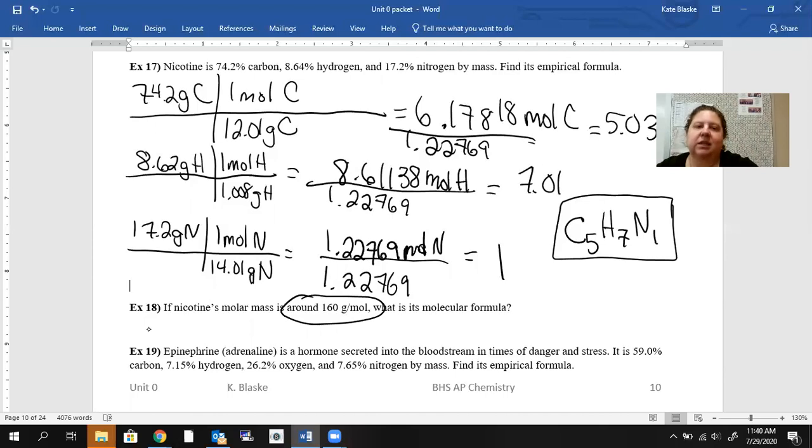So in example 18, it tells us that the molar mass is around 160 grams per mole. Let's compare what our empirical formula's molar mass is. So 5 carbons is 12.01. 7 hydrogens, each one is 1.008. 1 nitrogen, which is 14.01. We add all those together. Let's see what it comes out to be. That molar mass of our empirical formula is 81.116.